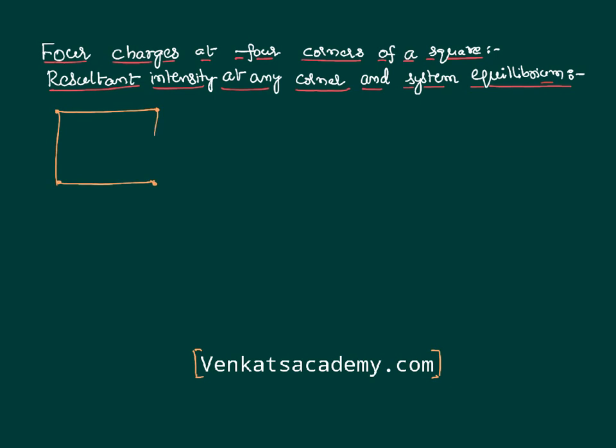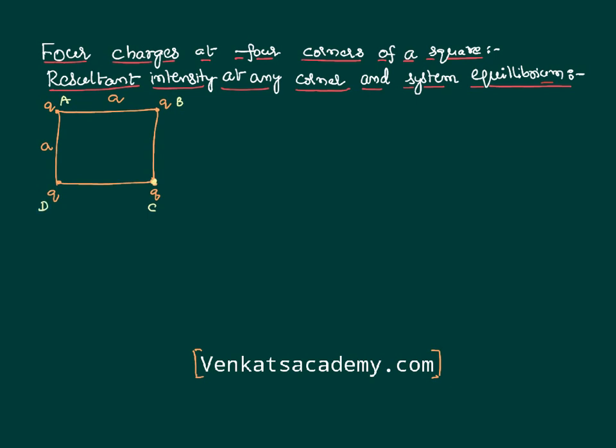Like this, we have a square where all sides are equal, and at each corner, let us assume, we have kept identical charges, q, small q, all charges positive. We want to calculate the electric field intensity at any corner of the system. Say, for example, at this corner I want to calculate. For the namesake, we can name these corners A, B, C and D.